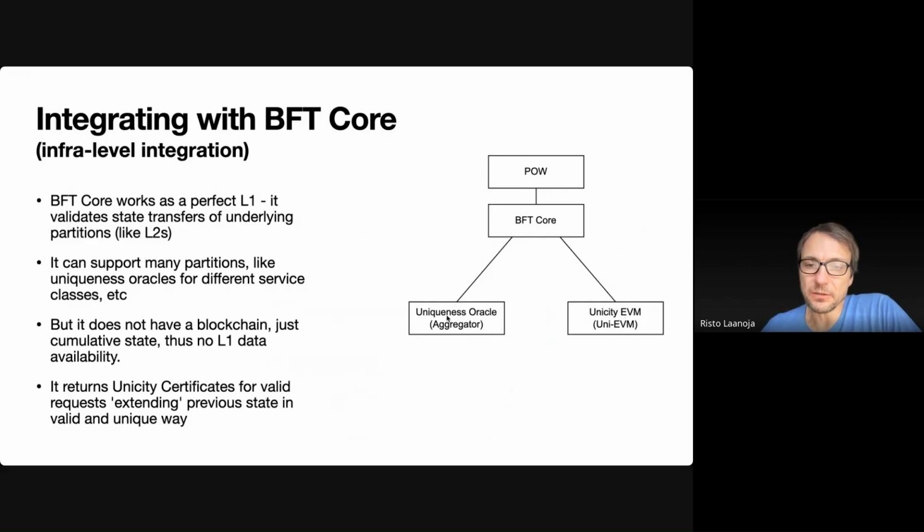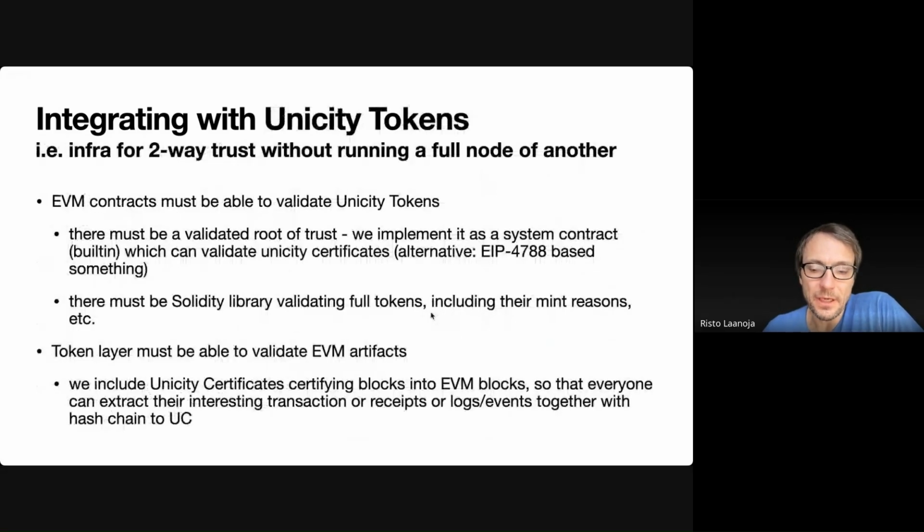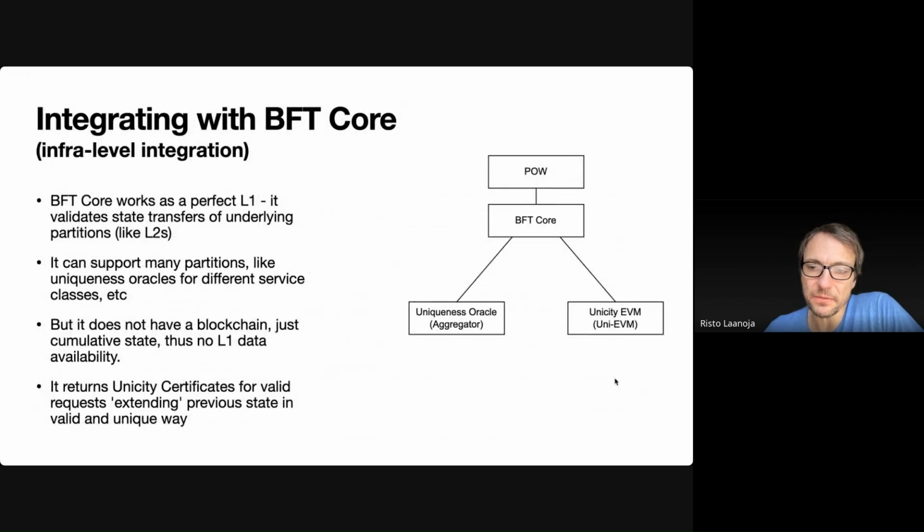And in the case of the Uniqueness Oracle, the validation is kind of simple. It's just necessary to validate that the Uniqueness Oracle is not forking itself, and that it doesn't delete anything within its aggregation tree, and that's all. But in the case of Unicity EVM, it's necessary to also prove that the EVM has consistent state transfers without forking itself, and all the state transfers are valid. And there are many ways to prove the correctness, and we will show how it works.